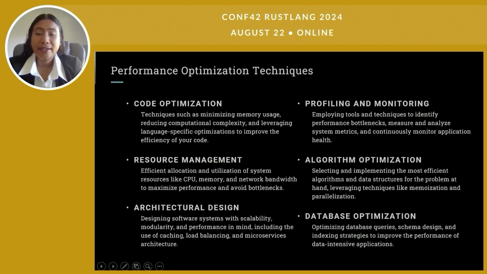While designing architecture, we need to keep performance in mind: for scalability, for the front end, for the back end, for the middleware systems, and for the network bandwidth. All these things should be kept in mind for architectural design. We will come to this in more detail later in this video. Design the software system with scalability, modularity, and performance in mind, including the use of caching, load balancing, and microservices architecture.